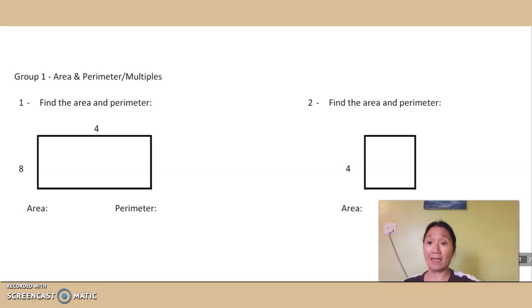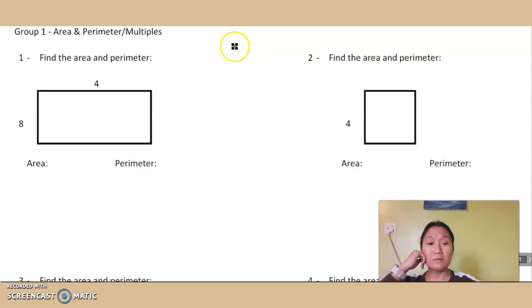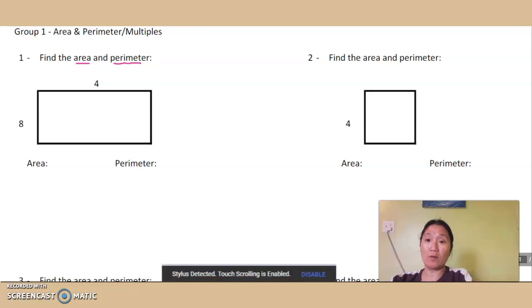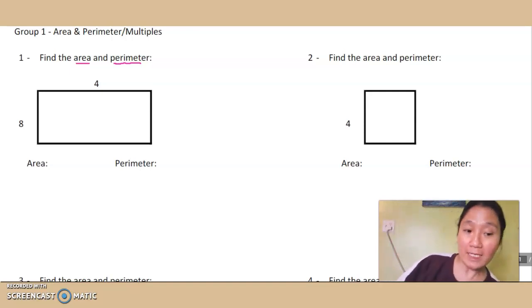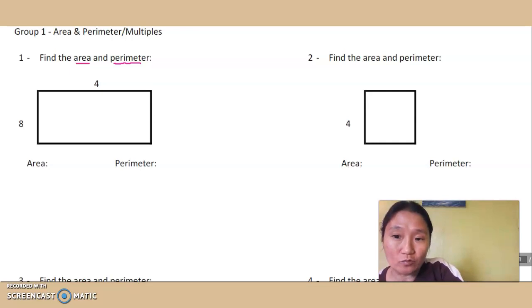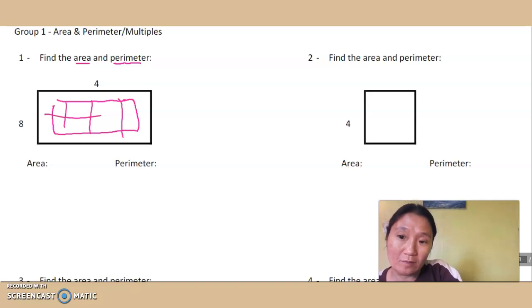Alright, let's get started, shall we? What we're going to do is look at finding area and perimeter. We have to find the area and we also have to find the perimeter here. As you guys have been working through Zearn, you know that finding the area means you have to tile. You have to find out how many squares make up the inside of this rectangle right here. How many squares make up the rectangle?